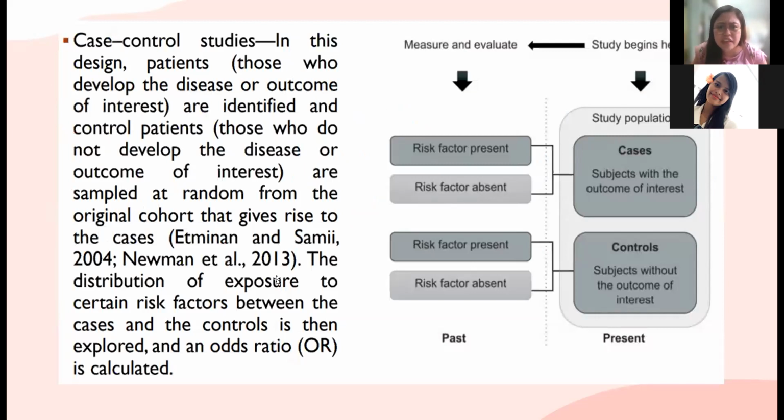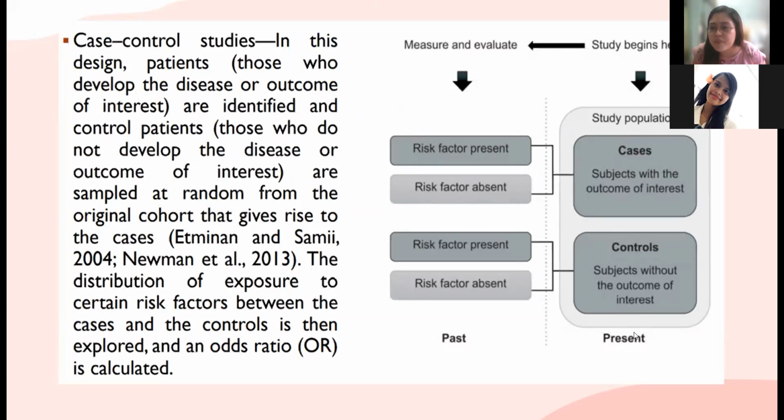I will no longer read this. I don't like reading the PowerPoint presentation. So let's focus here sa diagram. Actually, mas maintindihan mo ito kaysa sa mga nakasulat dyan na masyadong marami. Pag sinabing case control study class, take note of this one. Study begins here. Saan siya magsa-start? In the present. Again, in the present siya magsa-start.